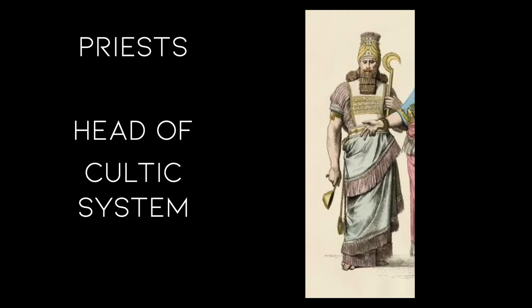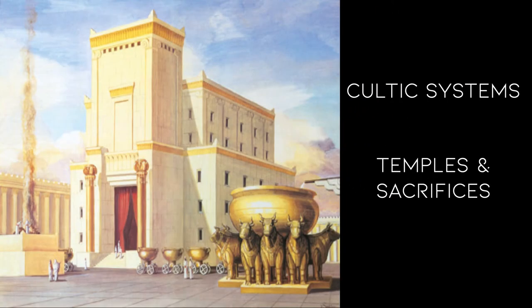So this was all very important, and you had to have somebody who knew how to do that. That's where the priests or the high priest came in. They regulated the system, they oversaw it, and they were often some of the most important people, quite frankly, in the kingdom, and quite highly esteemed. Along with those cultic systems, of course, you have the temples and their sacrifices. Here you see the temple built by Solomon somewhere around 950 BC in Jerusalem.